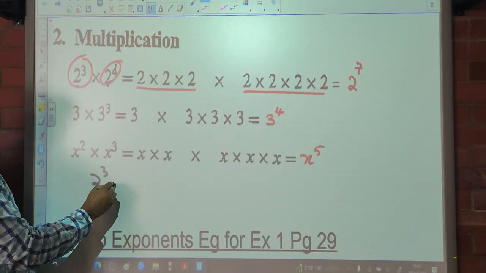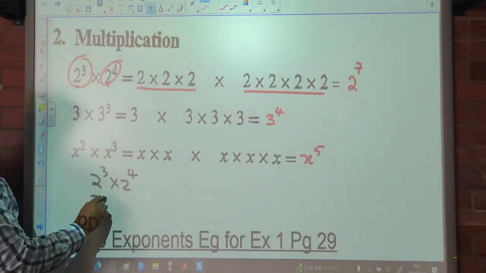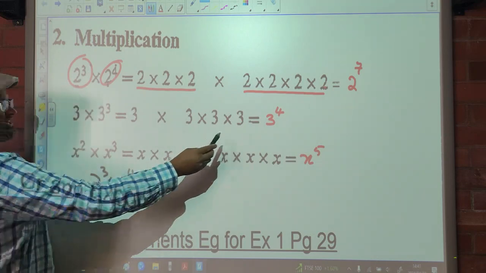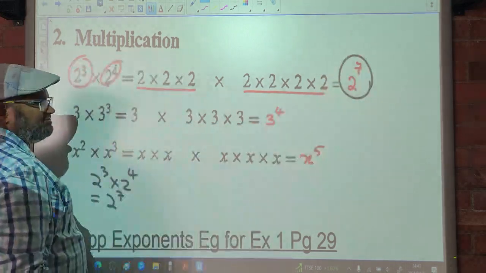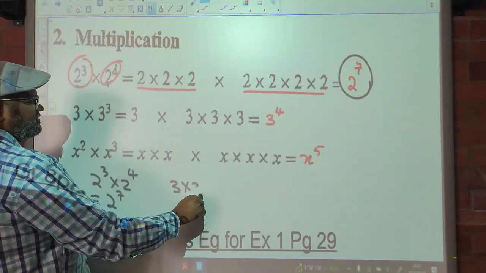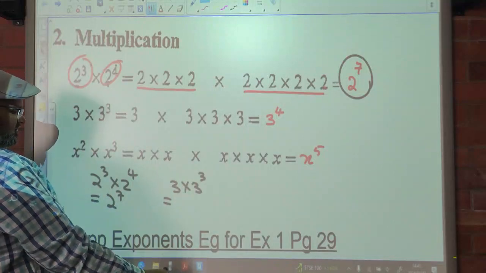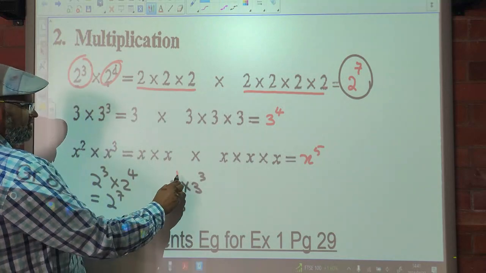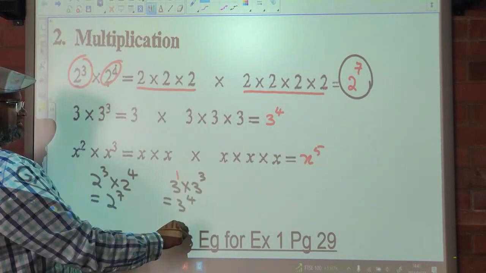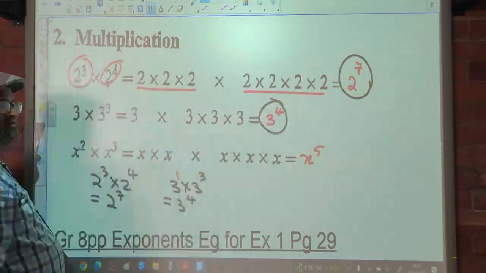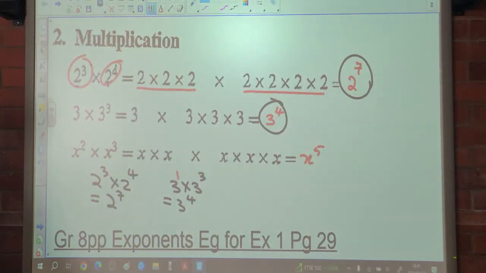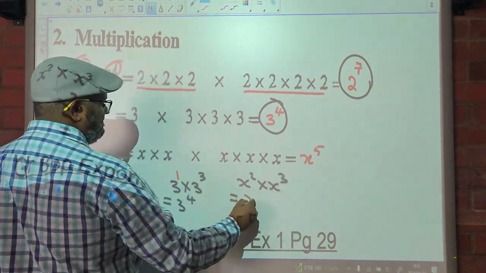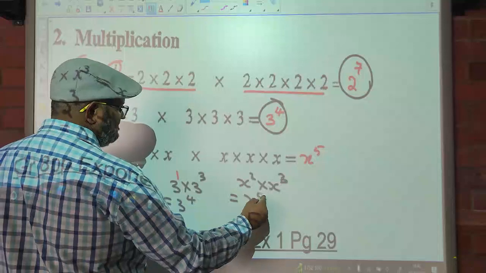So if you got 2 cubed times 2 to the 4, it will be 2 to the 3 plus 4, which is 7. Did you see that? What if you got 3 times 3 to the 3? If there's no exponent here, what exponent is here? 1. So it's 3, 1 plus 3 is 4. You see that, people? And if you got x squared times x cubed, it will be x to the 5.